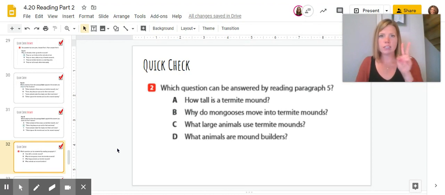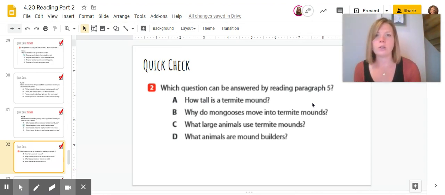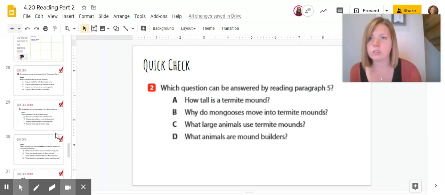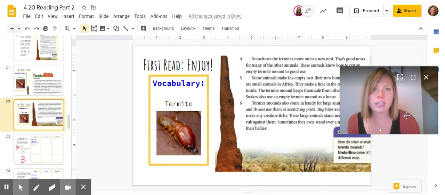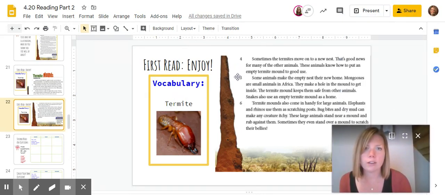Question 2 says, which question can be answered by reading paragraph 5? Okay, now you know that if it gives a specific paragraph, that means we need to go back and read paragraph 5, right? So again, it's asking us which question can be answered. So let's look at paragraph 5 again. Paragraph 5 is this one with the 5 next to it.